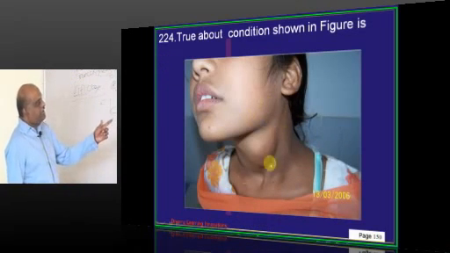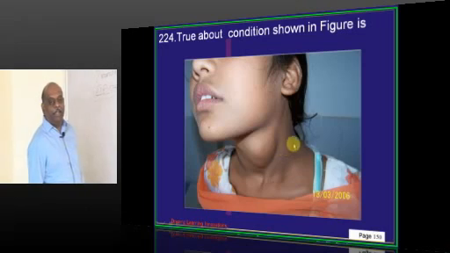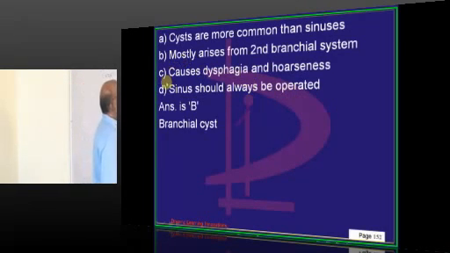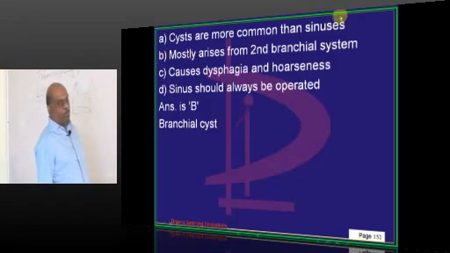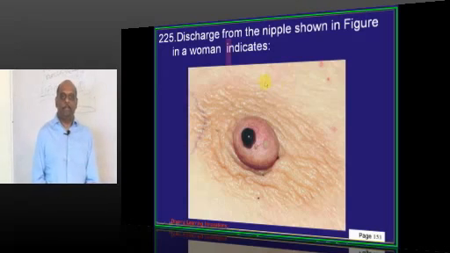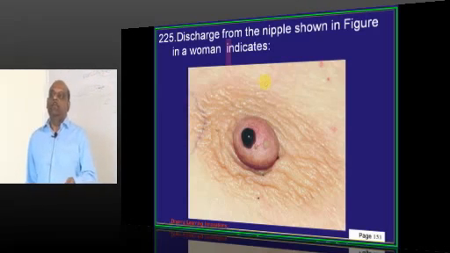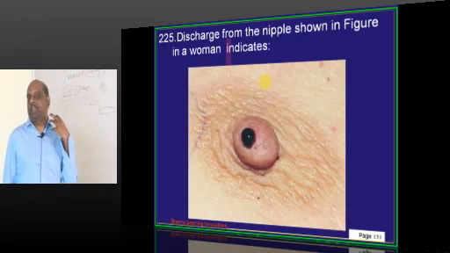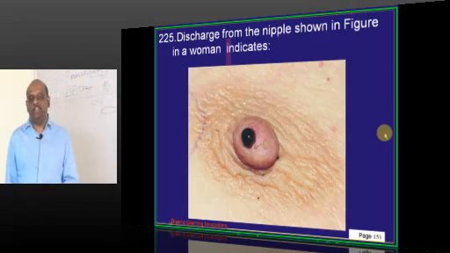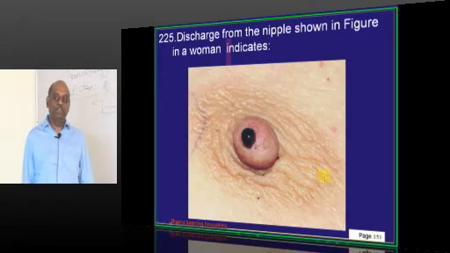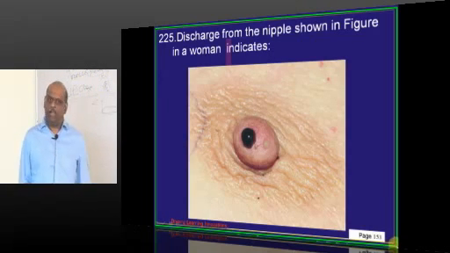Now what do you see here? This swelling is typical of a congenital branchial cyst. If you look at branchial cysts, they are more common than sinuses, and a sinus should always be operated. They are all true, right? Once more: Ludwig's angina, salivary gland tumors, cystic hygroma, branchial cyst. Surgery is like a bliss to read, doctor, right? You should be thorough. These are all high yield topics.